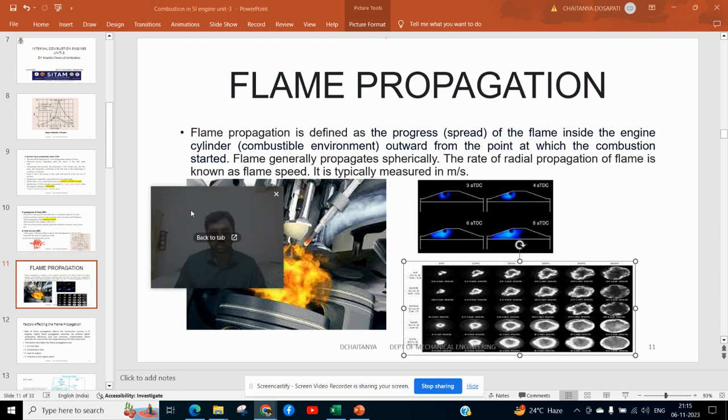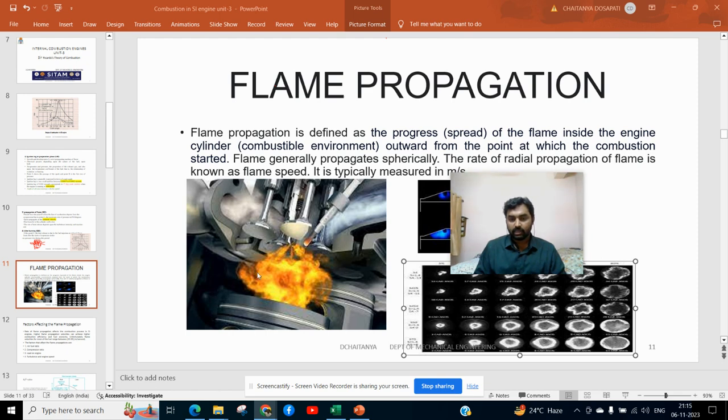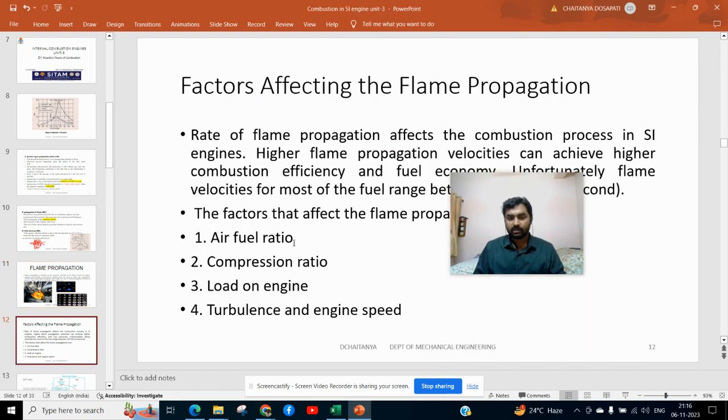So you can see the real observation, it is taken from a camera. Okay, the flame which has high intensity and high temperature will be measured by flame speed in meters per second. There are some factors which affect the flame propagation: air fuel ratio, compression ratio, load on the engine, turbulence and engine speed. Turbulence and engine speed also affect the flame propagation during the combustion process. So these are the real observations.